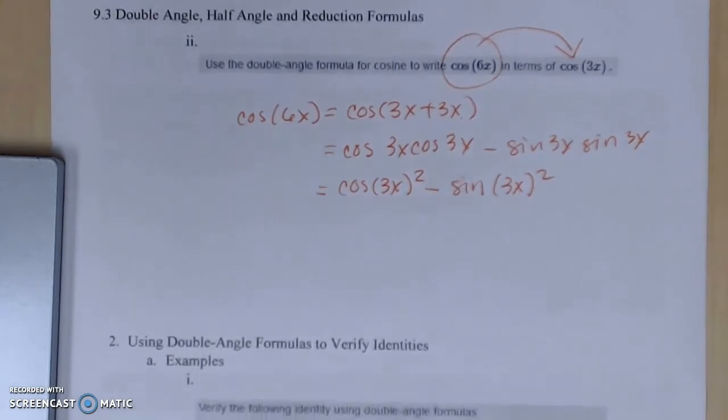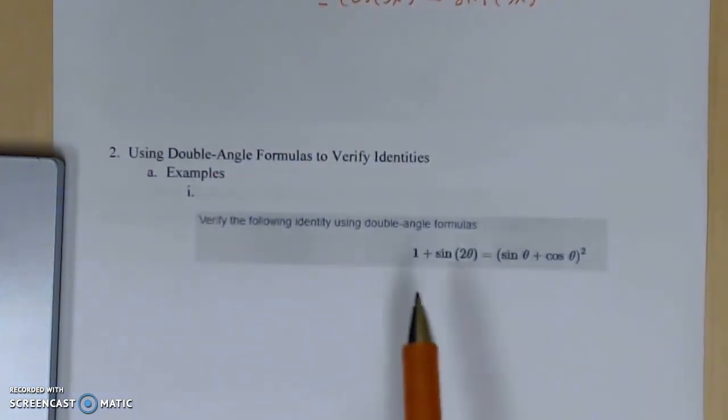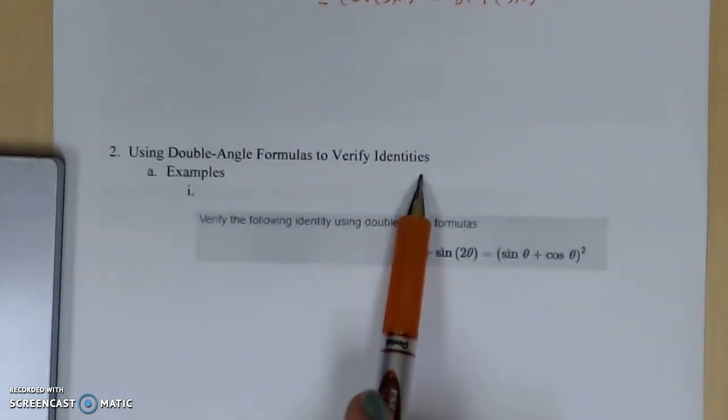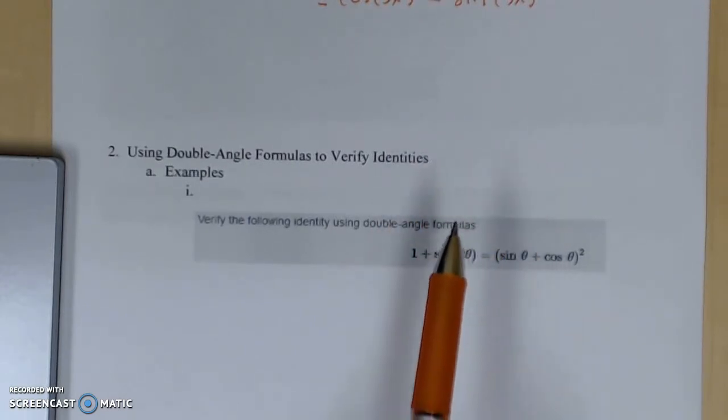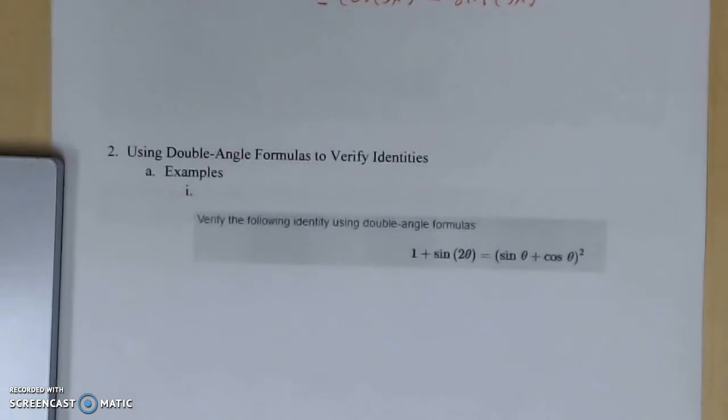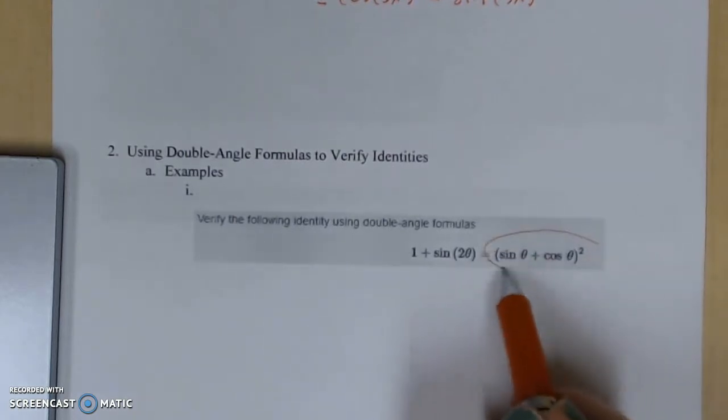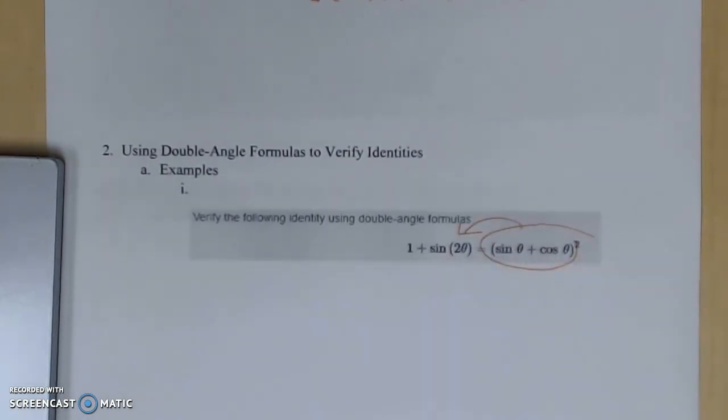Next, I want to use the double angle formulas to verify some identities. So this is going to go back to what we were working with in verifying identities in previous sections, where you want to choose your more complicated side in order to rewrite it as the simpler side. So you can see here that this looks a little bit more complicated than this side.